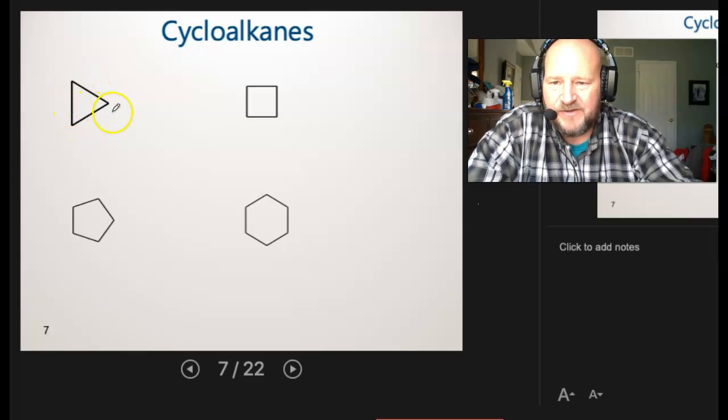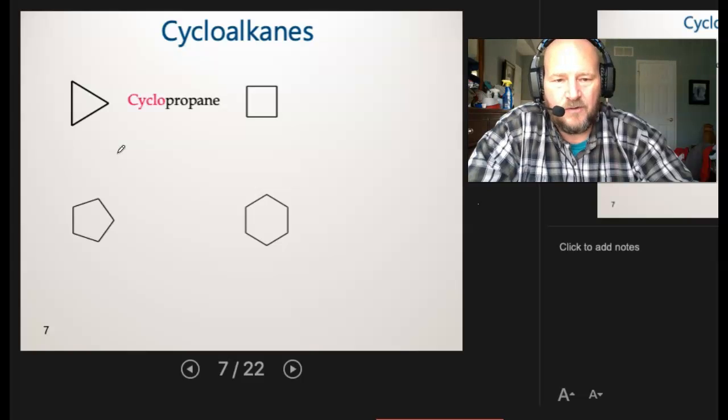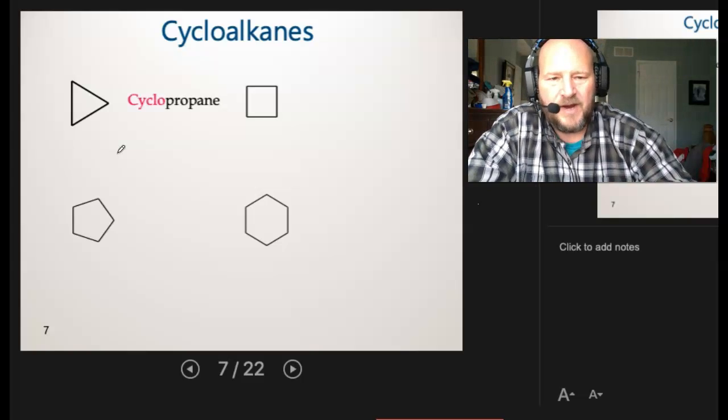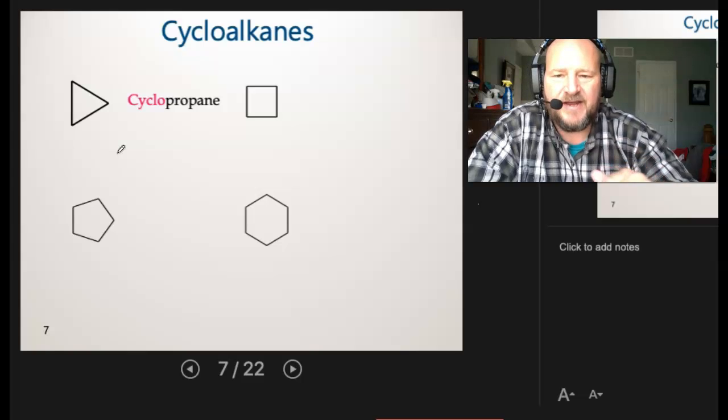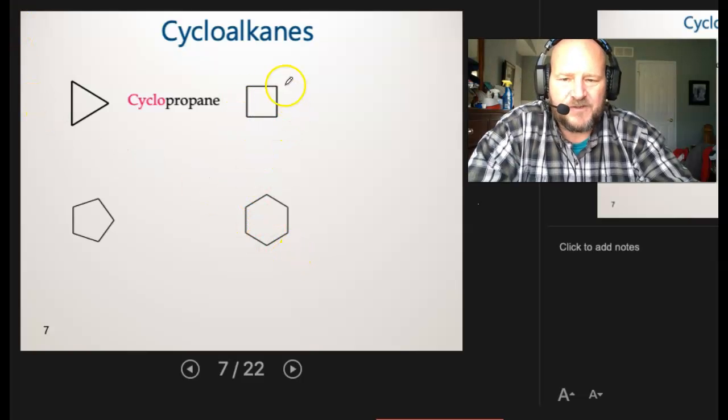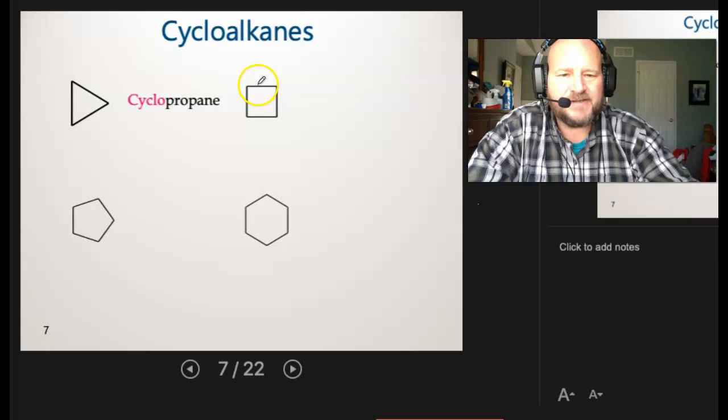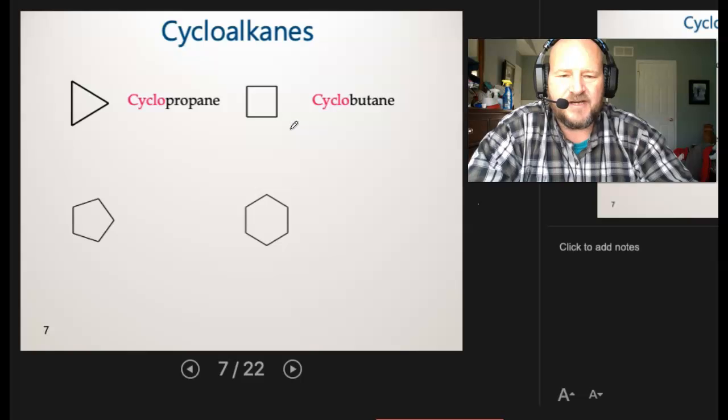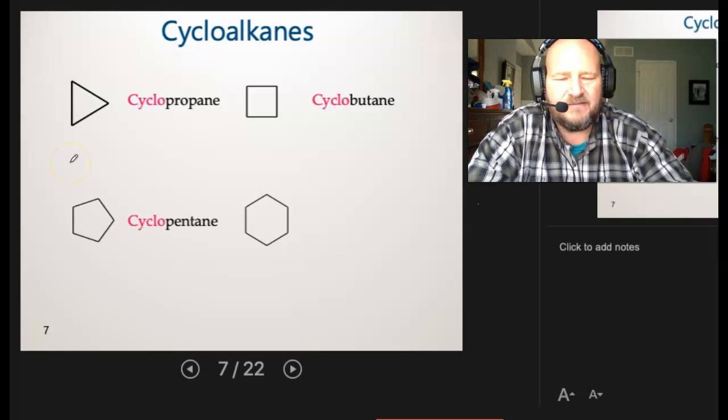Now, when we look at the shape, we know this is a triangle. I have 3 carbons, which means I'm going to call this cyclo because it makes a circle, cycloprop because there's 3, and then ane, cyclopropane. If I have a square, we know a square has 4 points, right? Which would be bute, and so we're going to call it cyclobutane. Next one down here we have 5, so it's going to be cyclopentane. And last but not least, 6 will be cyclohexane.